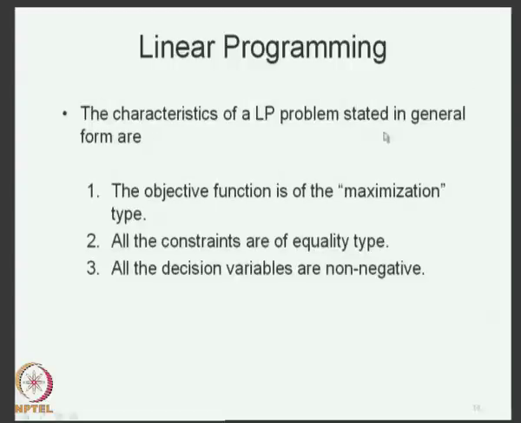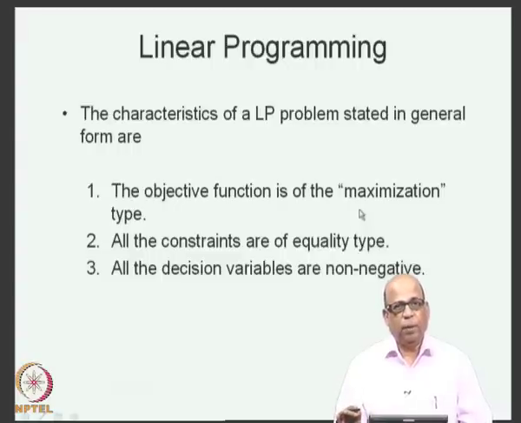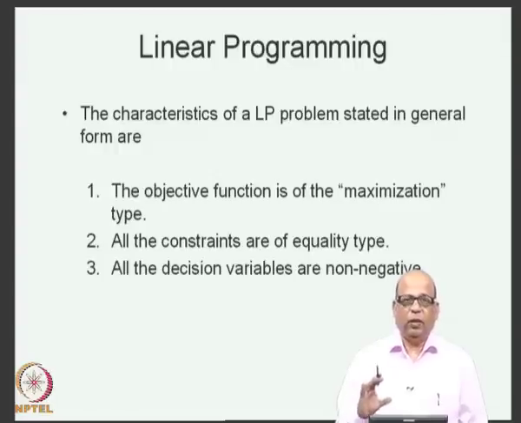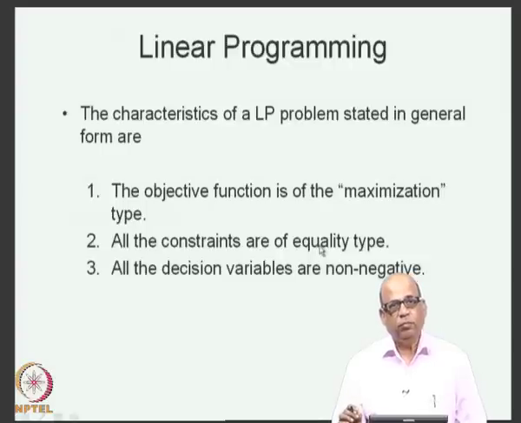Okay, which means in the general form, the way we stated, we said the objective function is of maximization type. We will stick to that as a standard form. We will retain the objective function as maximization type. Then all the constraints are of equality type, and all the decision variables are non-negative.